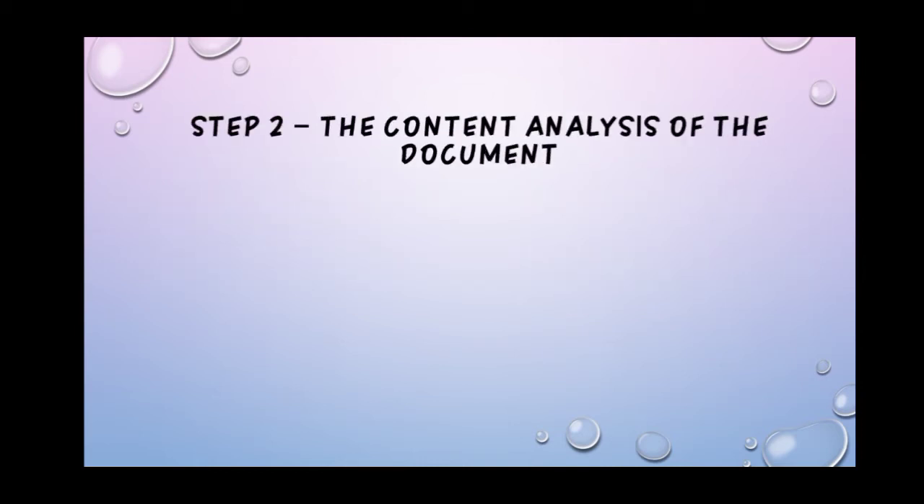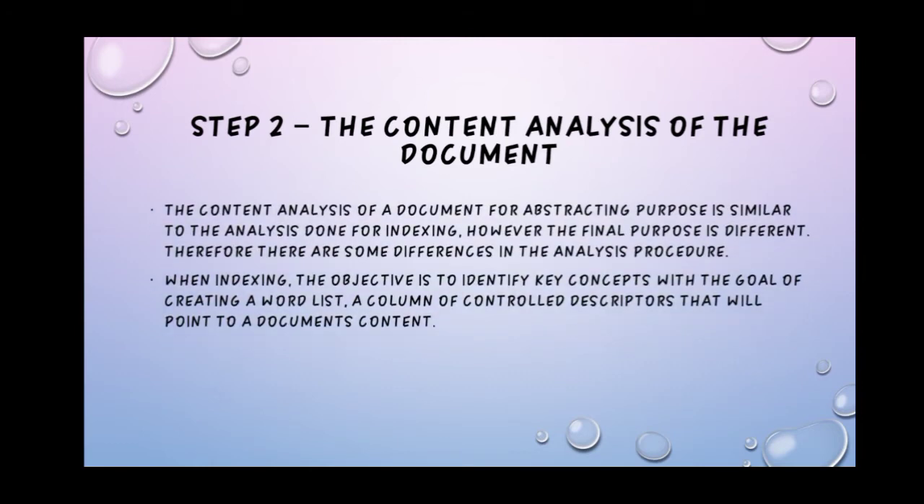Step 2 is the content analysis of the document. For abstracting purposes, it is similar to the analysis done for indexing. However, the final purpose is different. Therefore, there are some differences in the analysis procedure. When indexing, the objective is to identify key concepts with the goal of creating a word list, a column of controlled descriptors that will point to a document's content.